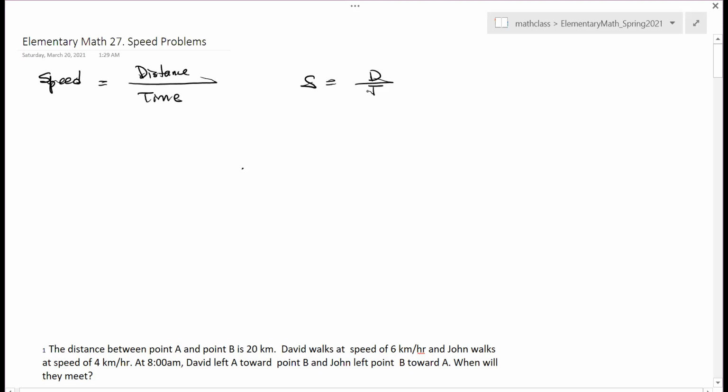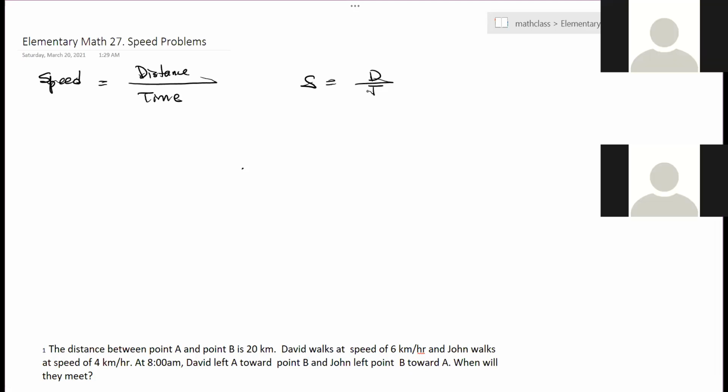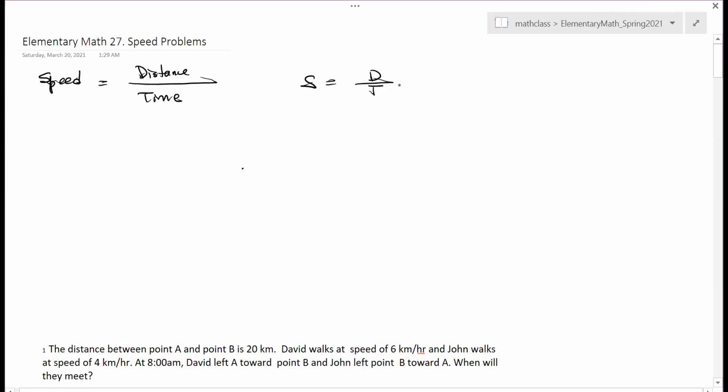Okay. So if you know the distance, you know how much time you spend, then you do the division. Then you get a speed. Okay. But sometimes if you know the other two, you can determine the third quantity. So S equals D over T. If you multiply both sides by T, you get S times T equals D. So if you know the speed, if you know the time, you can also find the distance it travels.